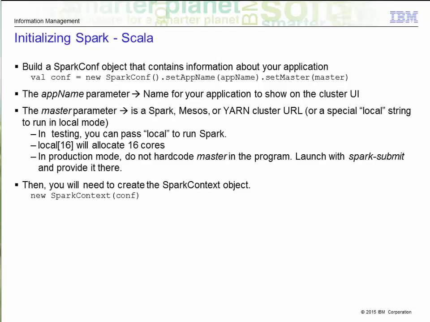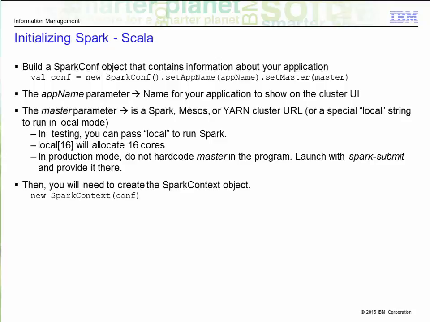Once you have the dependencies established, the first thing you want to do in your Spark application before you can initialize Spark is to build a SparkConf object. This object contains information about your application. For example, val conf equals new SparkConf().setAppName().setMaster(). You set the application name and tell it which master node to use.